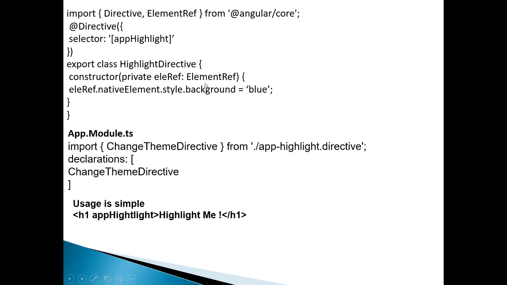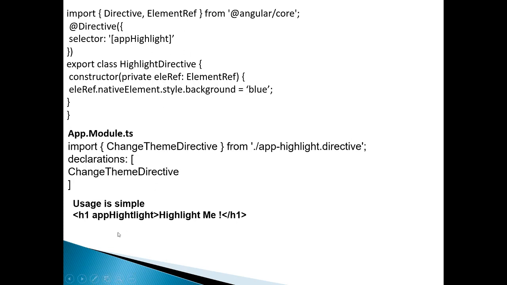Then we are declaring a class with a constructor. What we are doing is providing dependency injection. We'll learn it in a little while. We are injecting the ElementRef class into the constructor of this class. Then we use this ElementRef to access the native element on which this directive will be called, dot style dot background. We are changing the background of that element to blue. So we are applying a specific color when this directive is called.